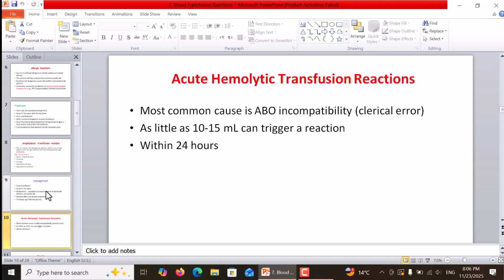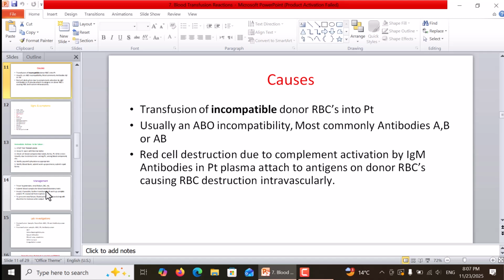Another reaction is called acute hemolytic transfusion reaction. The most common cause is ABO incompatibility or clerical error. As little as 10 to 15 ml can trigger a reaction and it occurs within 24 hours. So the most common cause of acute hemolytic transfusion reaction is clerical error or ABO incompatibility. As I said, it can be caused by incompatible blood transfusion between donor and patient, usually ABO incompatibility, most commonly antibodies to anti-A, anti-B, or anti-AB.